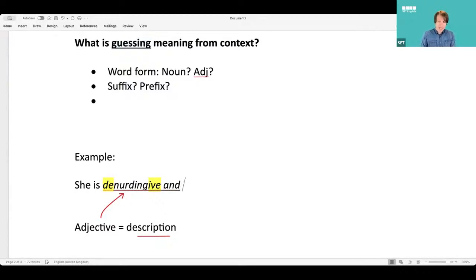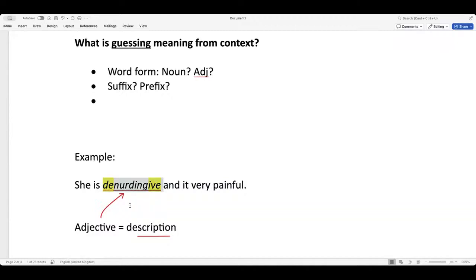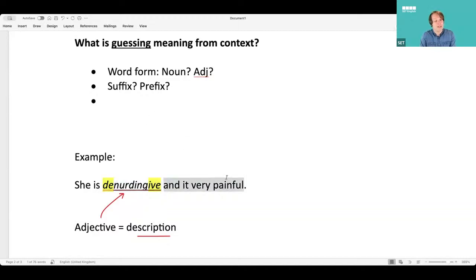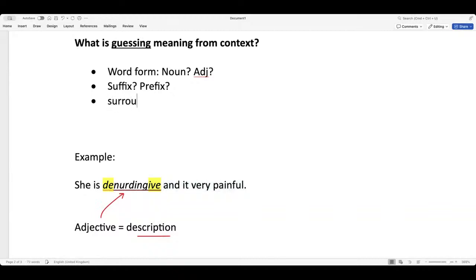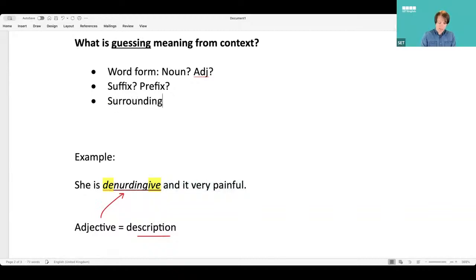What about this? And it is very painful. Come on, it's easy now. What do we think this means? It's a symptom, maybe. Some kind of symptom or condition, right? Again. So what is this? What am I doing here? You are giving more details, describing. Well, surrounding sentences, right? But it's not always here. It might be further away. It might be like, she is da-da and it's okay.